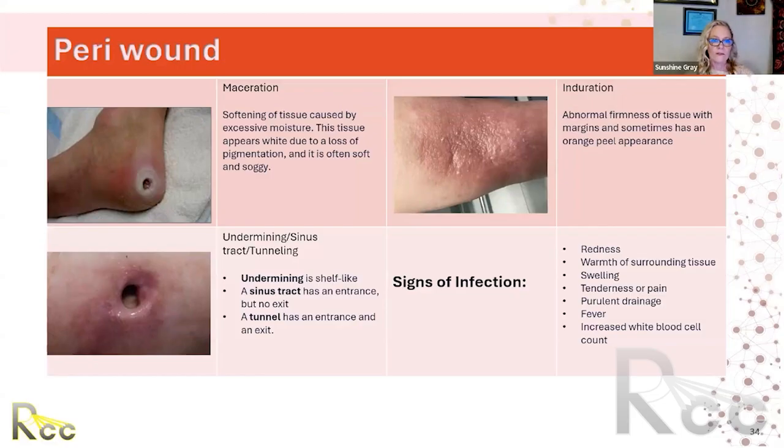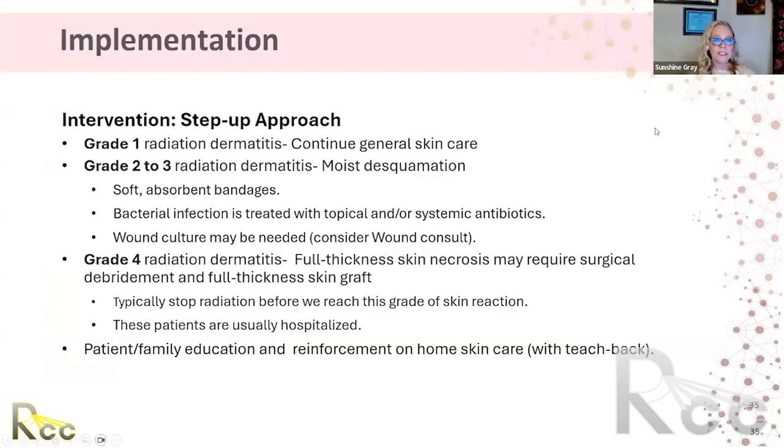So a review of signs of infection: redness or swelling, warmth of the surrounding tissue, tenderness or pain, purulent drainage, fever, of course. And if you have the benefit of knowing what your patient's labs look like, they may have an increased white blood cell count. So implementation, we know in nursing to be our interventions, and with radiation dermatitis, we use a step-up approach. So let's talk about how to implement our nursing interventions.